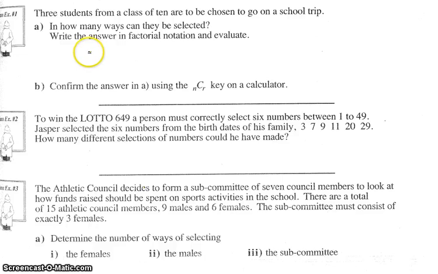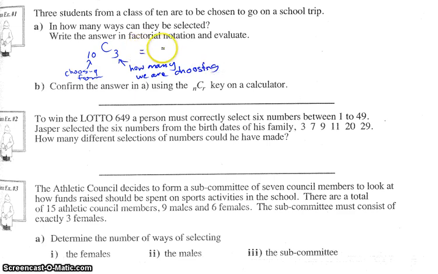So we have 10 students we're choosing from, and we're choosing 3. So this is how many we're choosing from, and this is how many we are choosing. Now they first want us to evaluate that with the factorial notation. So using nCr equals n factorial over n minus r factorial, we would write that as 10 factorial over 10 minus 3 factorial, and then 3 factorial.